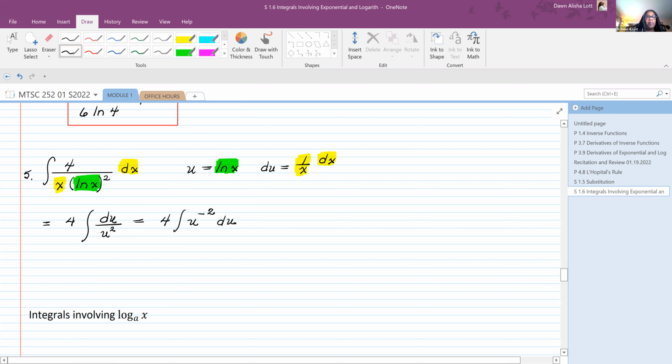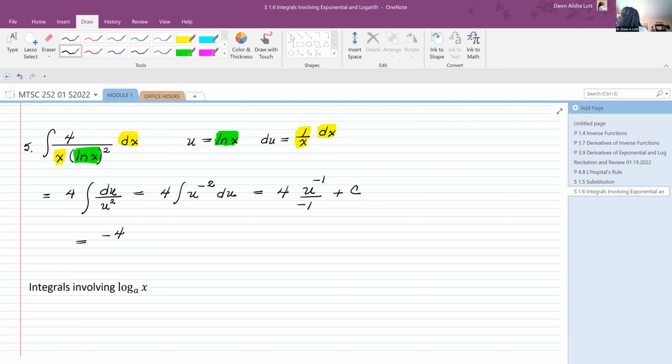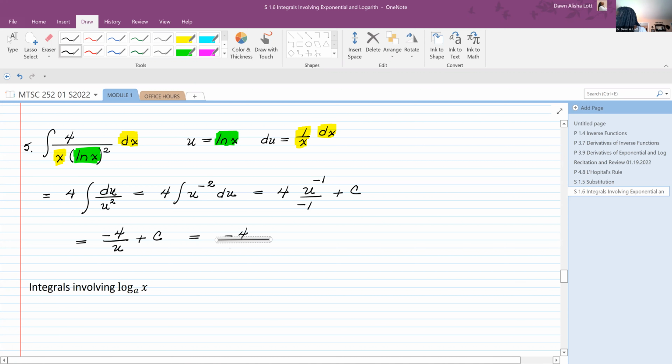All right, that doesn't bother me. I know I need to add 1 to the exponent and divide by it. So this is 4 times, add 1 to the exponent, so I get -1, and divide by it gives me a -1, and add plus c to it. Okay. So when I'm done, I have -4 u to the minus 1, which puts a u in the denominator, plus a constant. So my answer is -4 divided by the natural log of x, since u is the natural log of x, plus a constant.